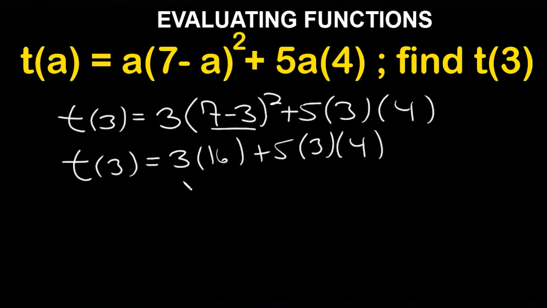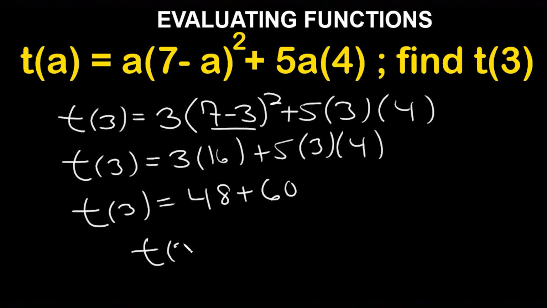So if I do 3 times 16, I get 48. So rewriting it, I get t of 3 is equal to, this will give me 48, plus 5 times 3 is going to give you 15, and then 15 times 4 is going to give you 60. So plus 60, and from here, I just have to do 48 plus 60, that's going to give me 108. So t of 3 is going to be equal to 108. Okay, that is completely done, okay?